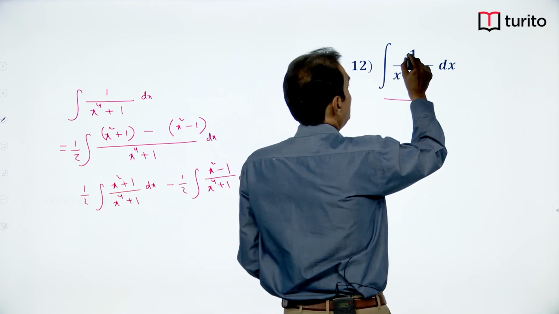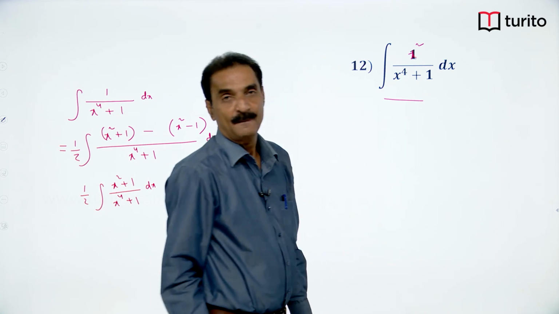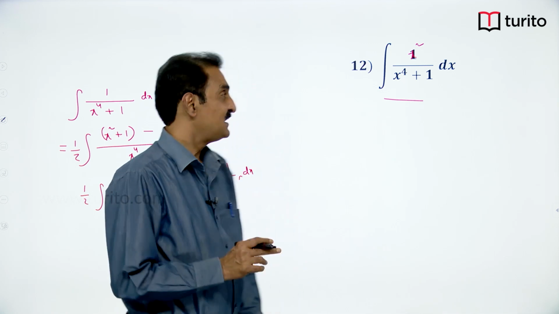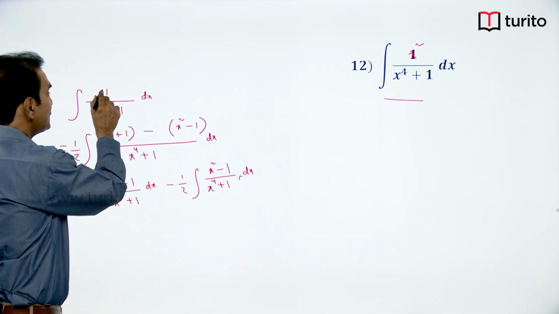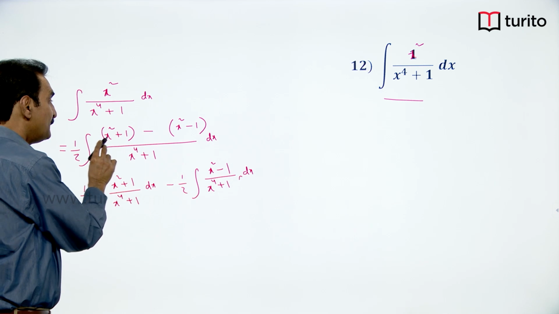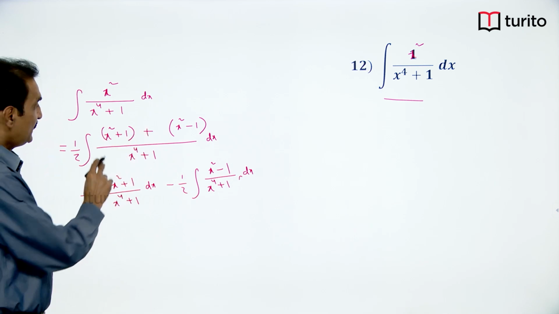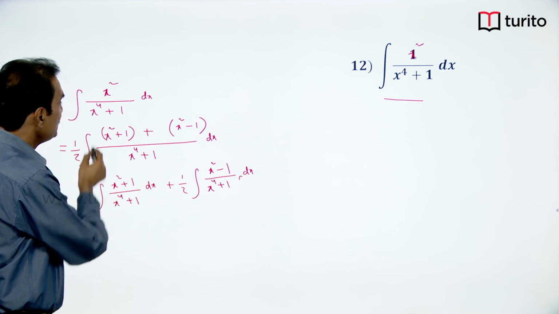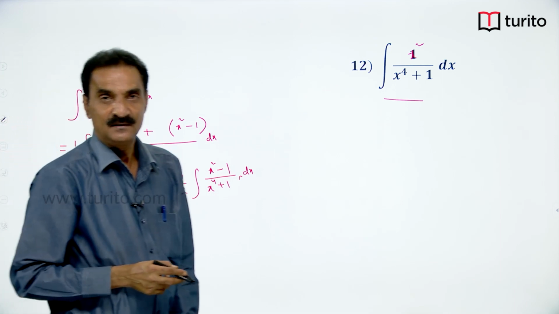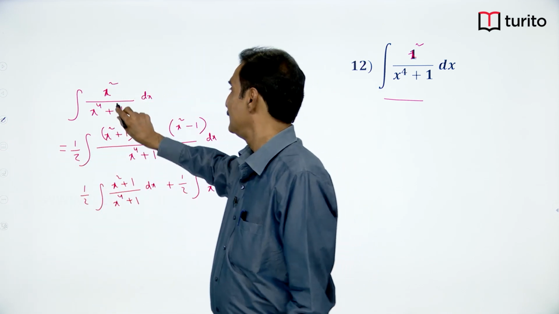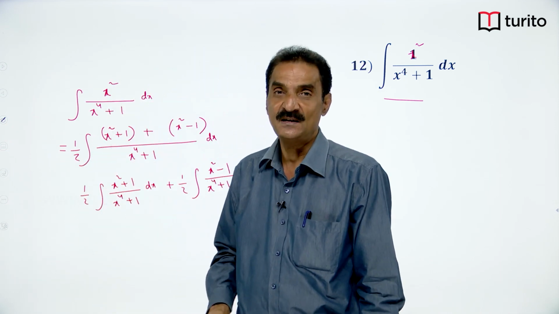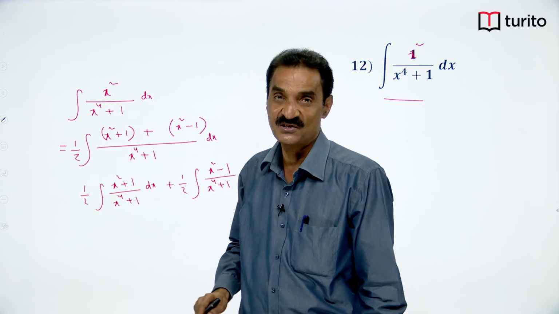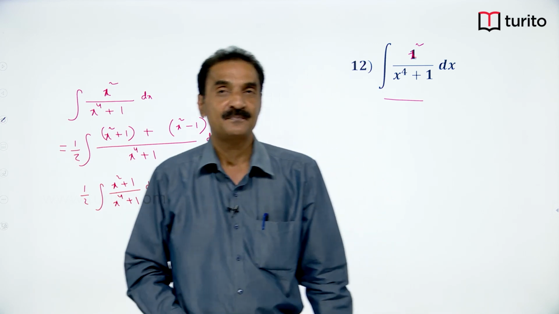Similarly, if the numerator is x square, integral x square by x power 4 plus 1, then we will write numerator as, if it is x square, we will write plus, then it is 2x square. So, we will divide by 2. So, with plus sign we get the integral. If it is x square by x power 4 plus 1, we will write numerator as x square plus 1 plus x square minus 1, and we get this.